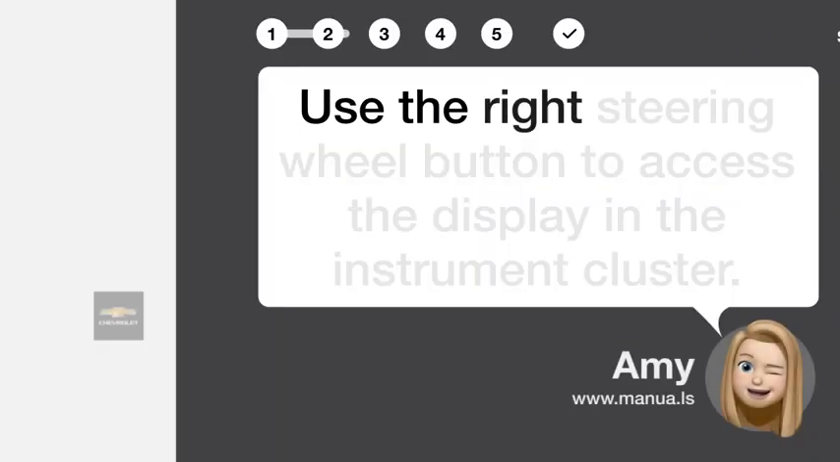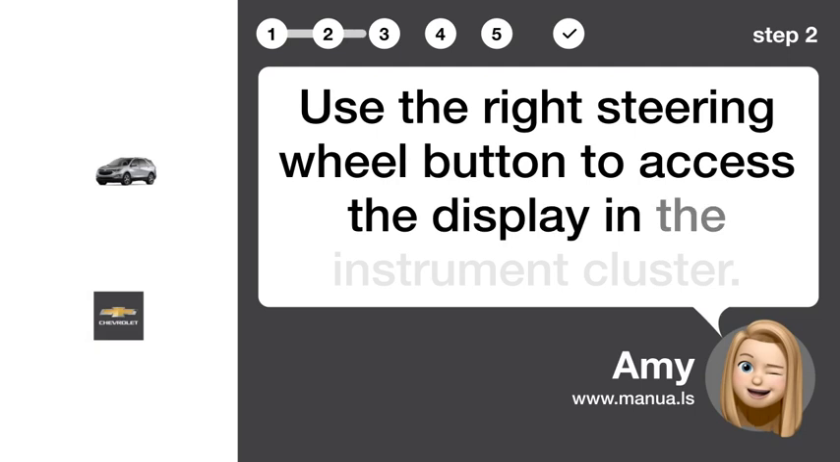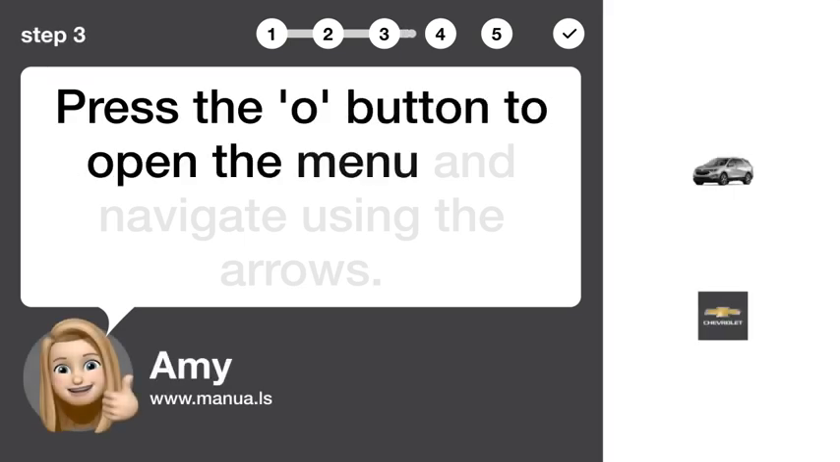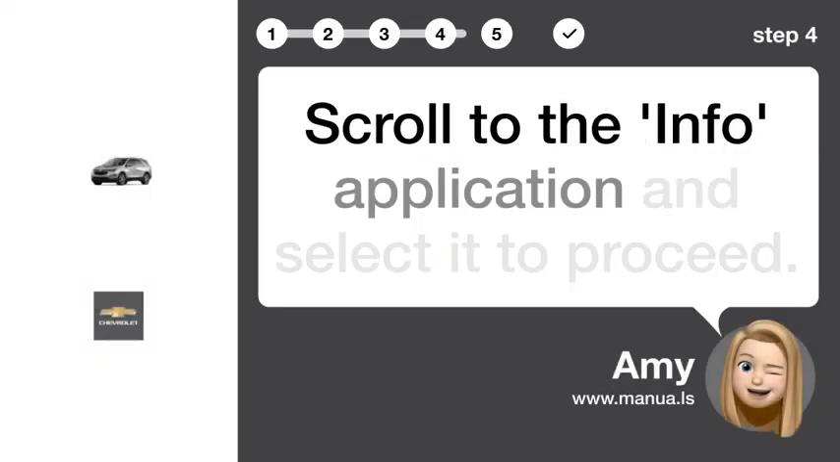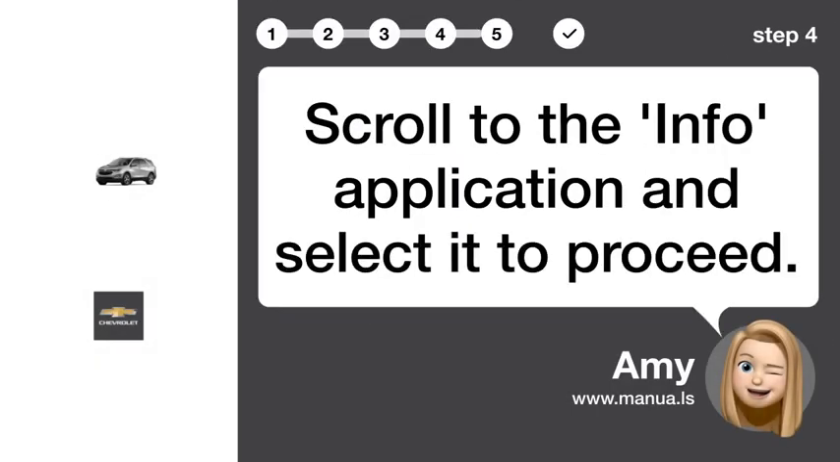Step 2. Access display. Use the right steering wheel button to access the display in the instrument cluster. Step 3. Open menu. Press the button to open the menu and navigate using the arrows. Step 4. Select Info. Scroll to the Info application and select it to proceed.